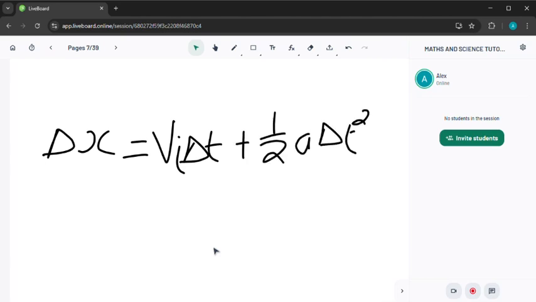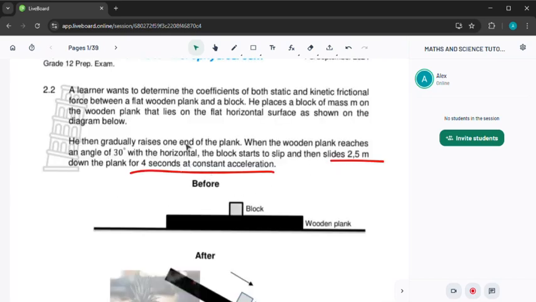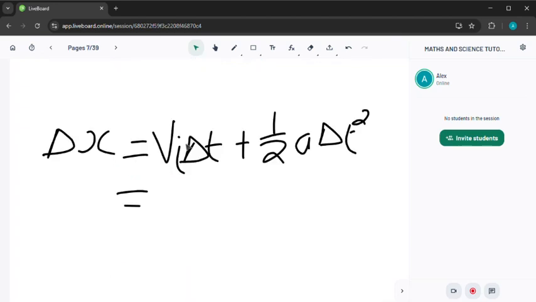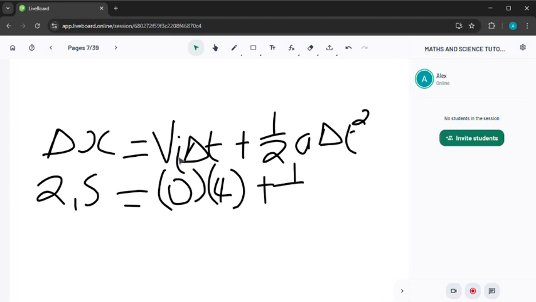Then we can substitute for delta X. Let's go back. Our delta X, which is displacement, is equal to 2.5 and then 4 seconds is our time. So let's substitute, right? So this is 2.5, Vi, which is initial velocity, is equal to 0, right? And then delta T is 4 seconds, right? Plus half acceleration, that's what we are looking for, and then delta T squared, that is 4 squared, right? Then let's do the calculation.